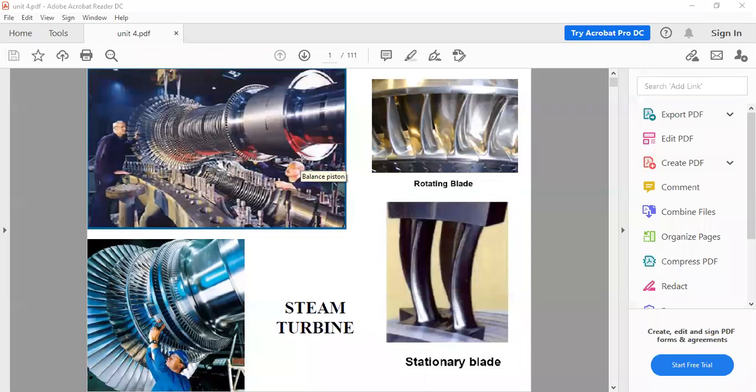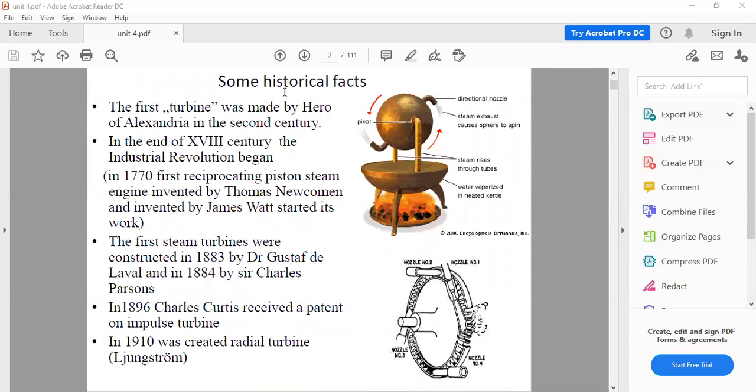Steam turbine. See here some historical facts. The first turbine was made by Hero of Alexandria in the 2nd century. At the end of the century, the industrial revolution began in 1771. The reciprocating piston steam engine invented by Thomas Newcomen and improved by James Watt started its work.